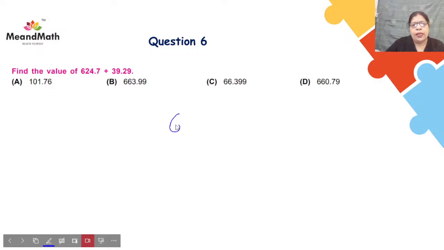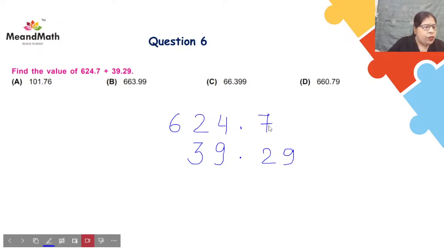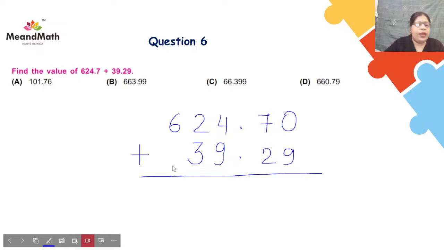Very easy question. Just need to place the numbers and the decimal points such that you get a correct answer. Now this is 39. 39 should be placed under tens and ones. Point will be underneath the point and 9, 2, 9 will be here. In the above number, we have only 7, so we can add a 0 to make it 70. Okay. So now we are going to add them both. Let's see what we get on adding.